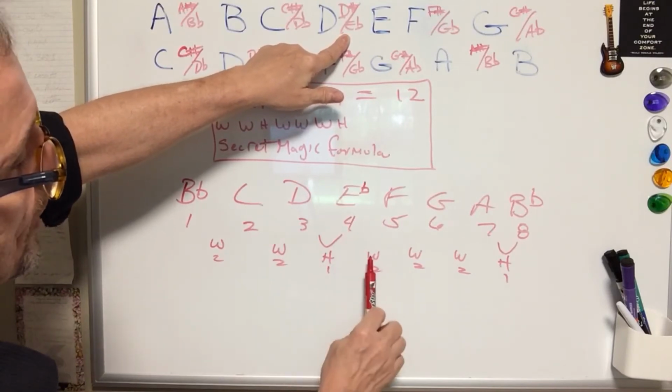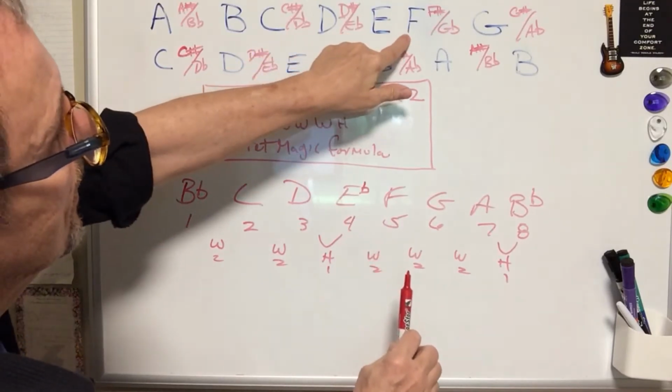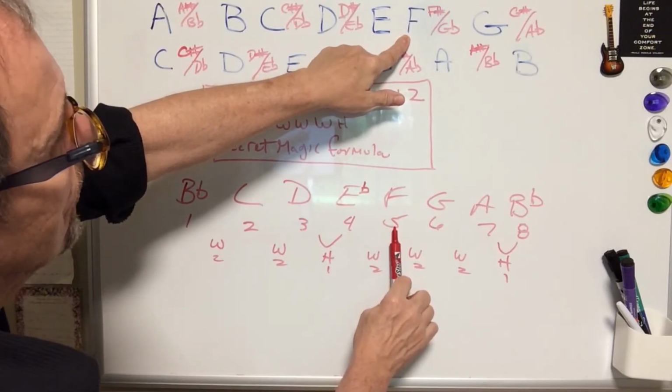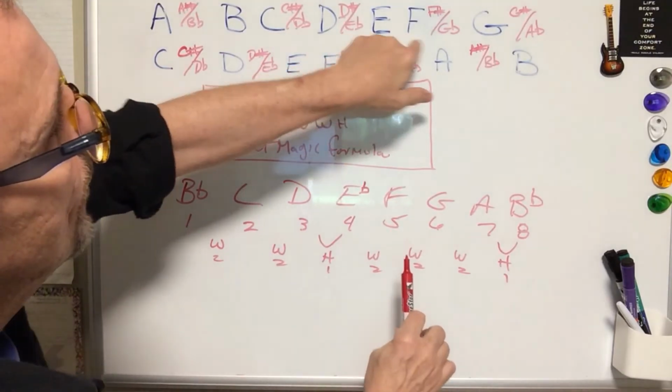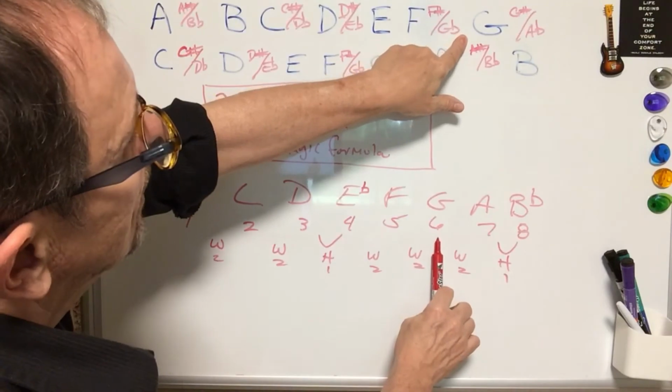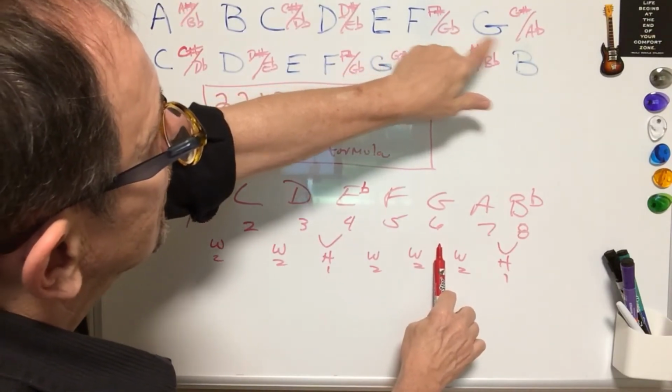So now I need a whole step again from E flat. That puts me right to F. Now I need a whole step from F. That puts me to G. I need a whole step from G.